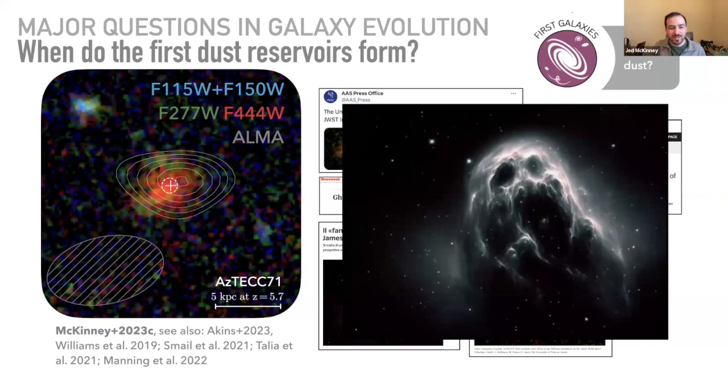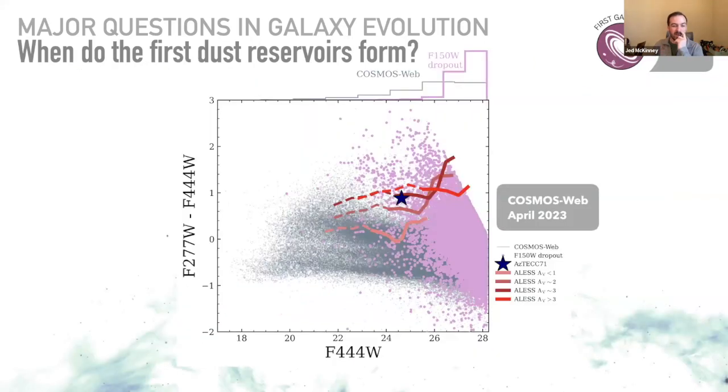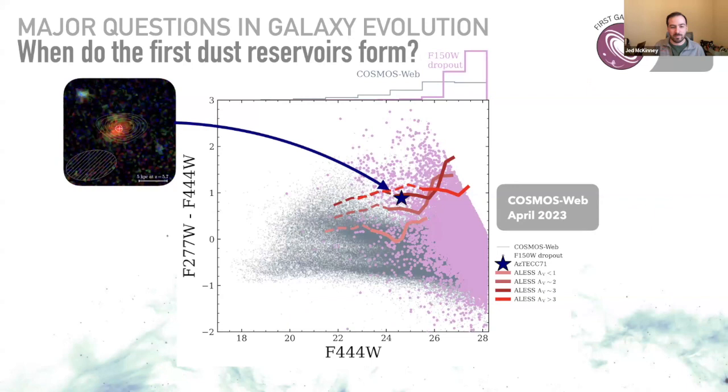But the really interesting thing is trying to find more of these sources, right? So that's just one galaxy. It's right about there. This is a color magnitude plot showing the difference between the F277W and F444W magnitudes, as a function of the magnitude in the F444W band. So this is a near-infrared color magnitude space. And we have hundreds of thousands of galaxies in Cosmos Web. So it's a rich data set to mine and search for more of these rare, distant, and dusty objects.